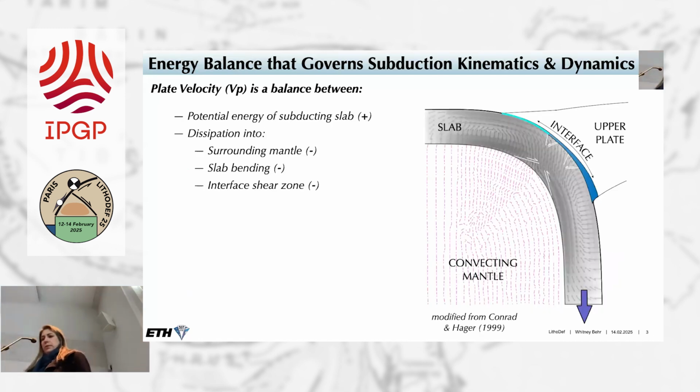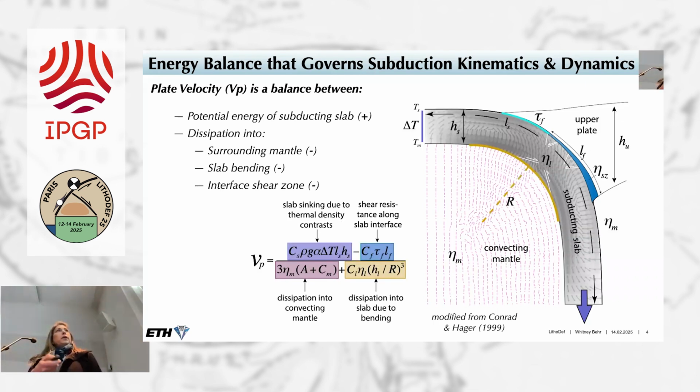So the premise of my talk is based on analyses like this one from Conrad and Hager in the 1990s that expresses the kinematics of subduction as a function of an energy balance, where slab sinking is driven primarily by the potential energy of the subducting slab. That potential energy is dissipated into three primary sources, among others, but these are the main ones: the convecting mantle, dissipation into slab bending as it tries to bend and subduct, and the interface shear zone itself between the slab and the relatively rigid overriding plate.